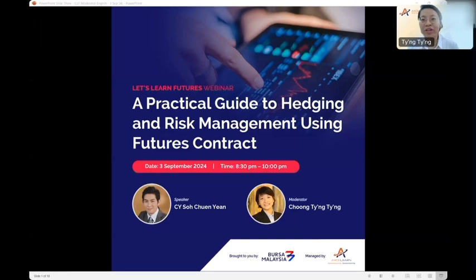Now, we have a very interesting topic for this evening, a practical guide to hedging and risk management using futures contract. I'm not quite sure whether you heard about the term hedging, or whether you heard about risk management. So we are going to cover these two concepts for this evening.